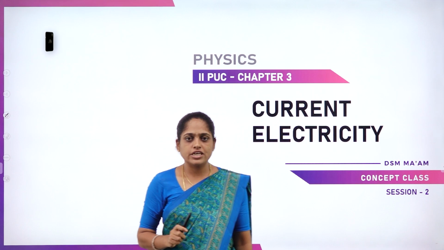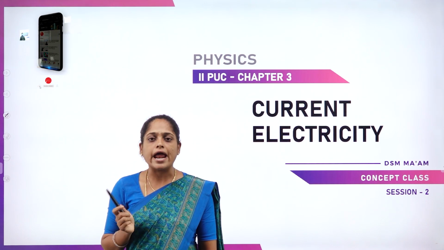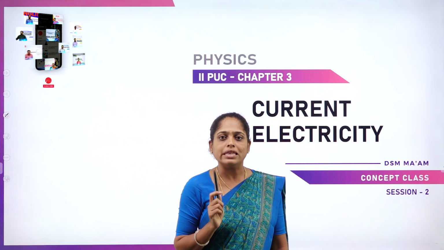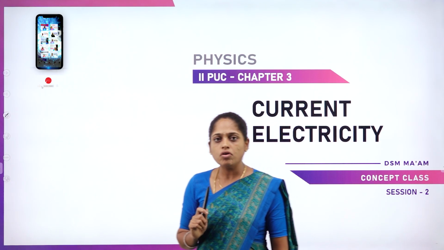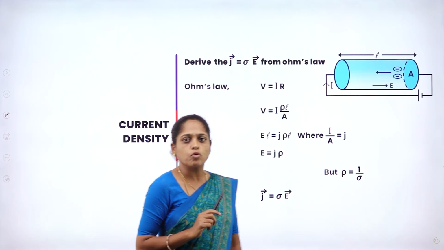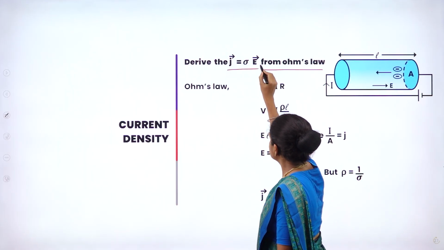In the last session, we discussed Ohm's law, current, resistance and the factors on which the resistance depends, mainly on length and area. Now, keeping that relation, we will derive the relation J is equal to sigma E from Ohm's law. What is this J?